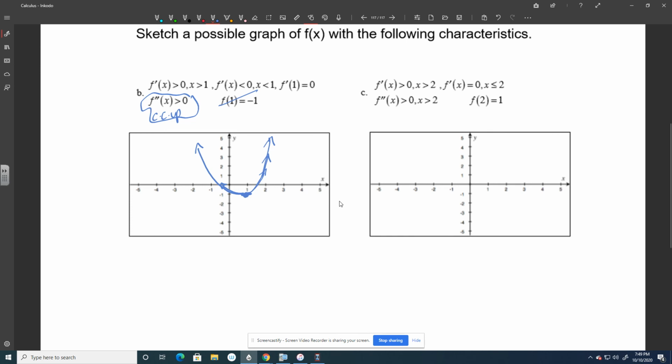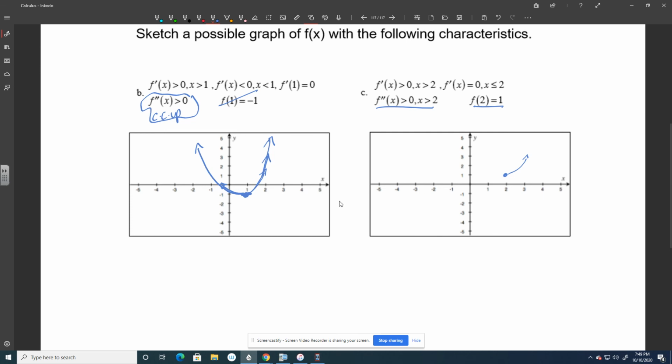This one, it tells me that f of 2 is 1. So f of 2, I plug in 2, I get a 1. And it tells me my second derivative is greater than 0 when x is greater than 2. So that means I'm concave up after 2. My graph is concave up. I don't know if it's increasing or decreasing, so maybe I shouldn't draw it that way yet, but I know that it's concave up. All right.